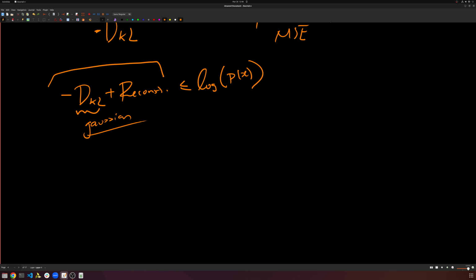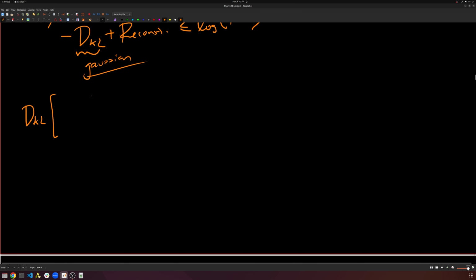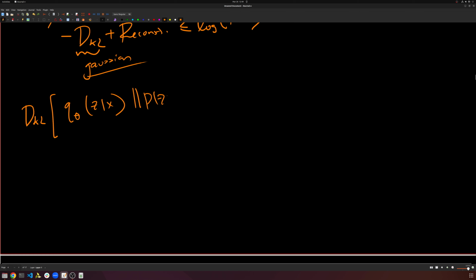So what we're going to do now is compute the DKL. I know there's a negative, but just ignore it for now. We're just going to do DKL, and we're just going to make this as simple as possible. We're going to do it between q theta of z given x, which is the thing our model predicts, and just for shorthand, I'm just going to say p of z, right?